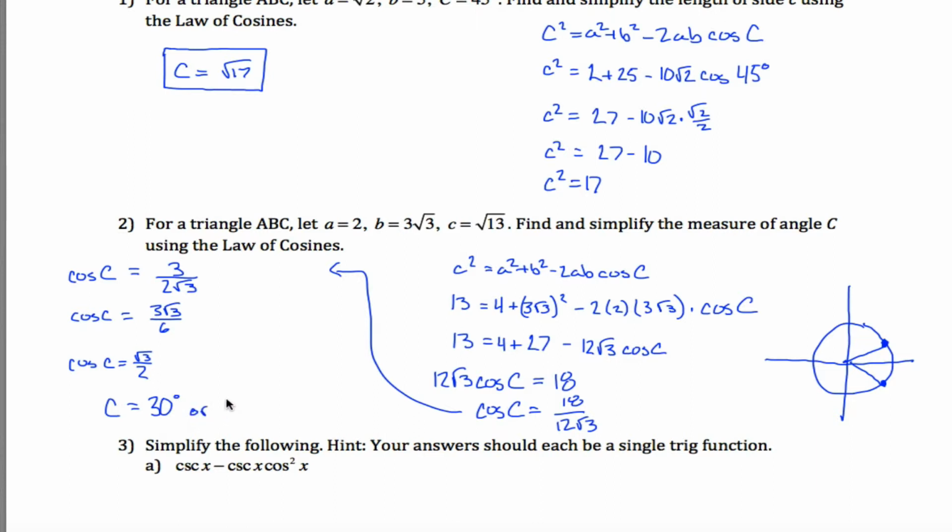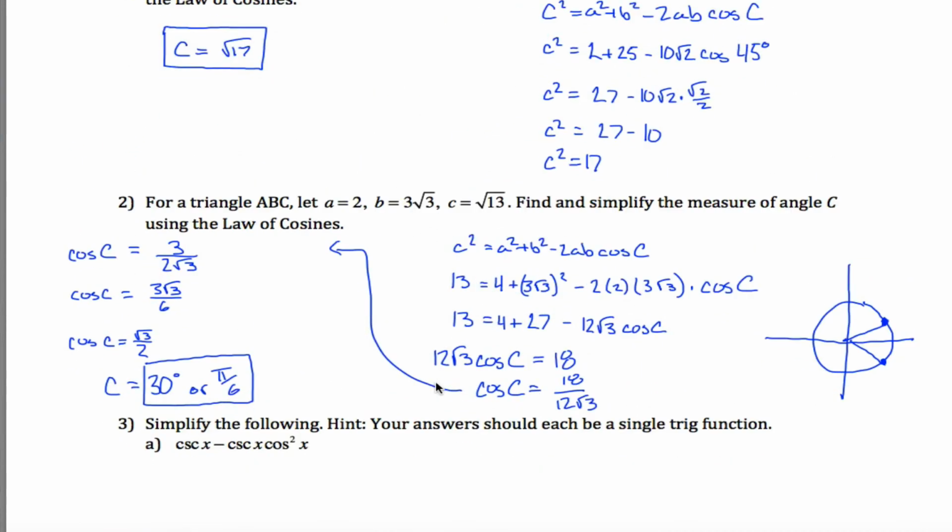Or, if you prefer radians, it would be pi over 6. Either of those are totally fine with me. If you said the arc cosine of root 3 over 2, you'd be correct. It just wouldn't be all the way simplified. So my guess is you'd lose like a point or something, but you got the right idea.